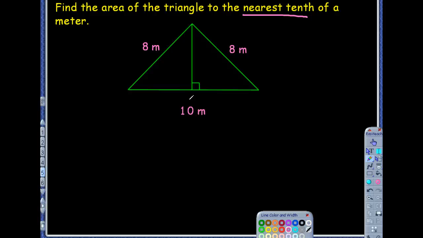Okay, we get a lot of those questions. How do you know when to round? Because sometimes it's not going to say. If it has units, a rounded answer is what we're going to be looking for in the end. If there's no units, we want the exact. Okay, so let's find the area of the triangle.